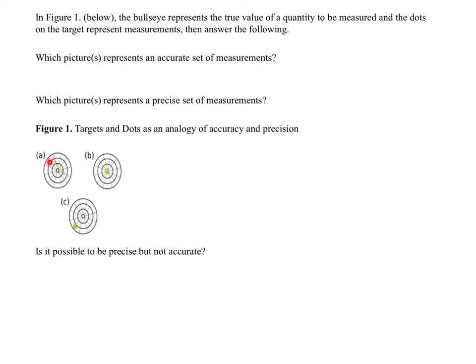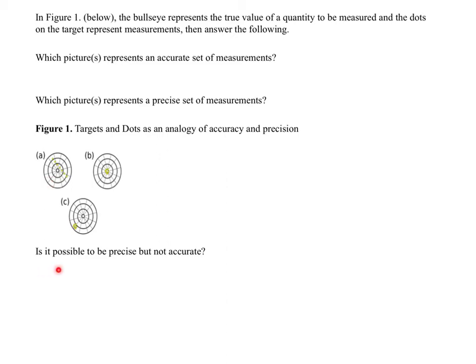This data set is not as precise. You can see it's spread out. There's several data points here and there, but if we did take the average of these points, we would see that essentially we'd have something that was close to the bullseye. So this is an example of something that is not precise, but it is accurate.